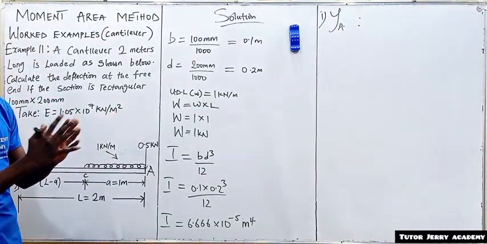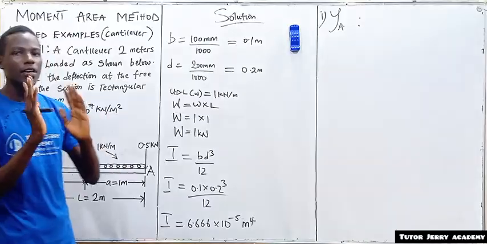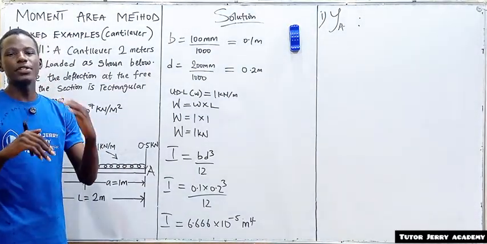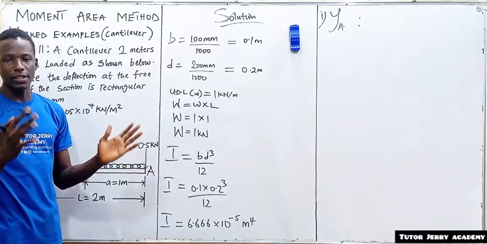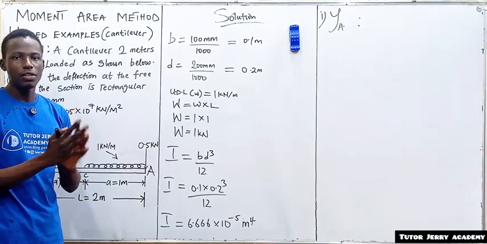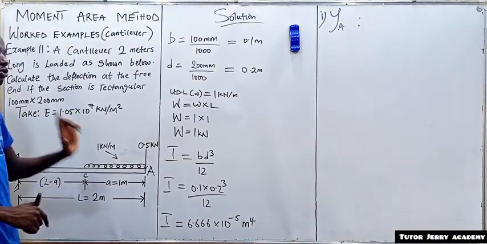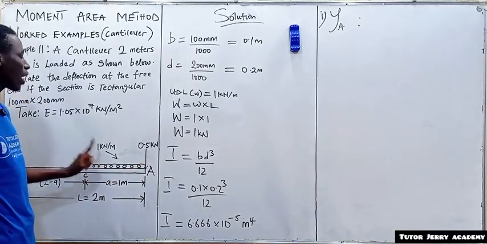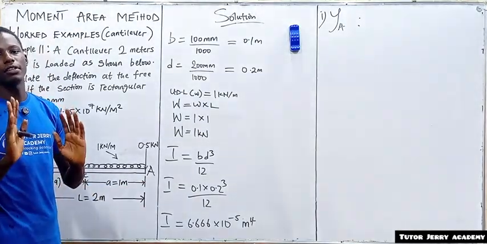When we sum these two equations, we are going to get the deflection at A. All right. It is very, very simple. It is very important to watch our previous lesson to see how we derive these equations, because we are just going to be substituting directly and summing them together. So like I said earlier, deflection due to 0.5 kilonewton plus deflection due to 1 kilonewton will give you deflection at point A.